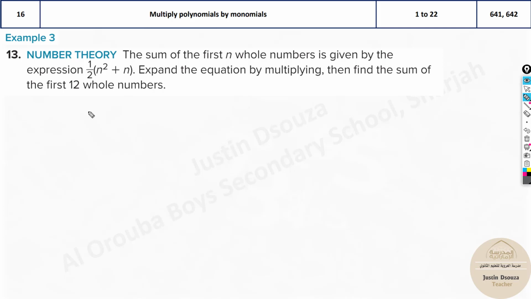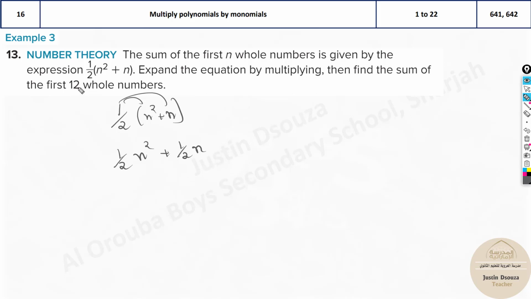See, what they have asked over here is the sum of the first n whole numbers is given by the expression half n square plus n. Expand the equation by multiplying them and then find the sum of the first 12 whole numbers. So there is nothing much over here because they have told this is the expression given. You just have to expand. So given expression is half n squared plus n, expanded by multiplying this inside. That's distributive property. Half n squared, sorry, it'll be n squared plus half n. And that's the thing, you've just expanded it.